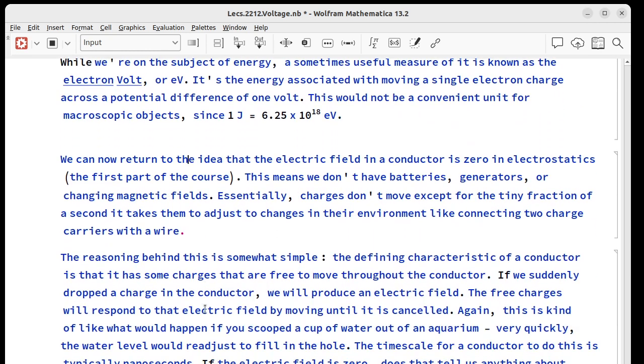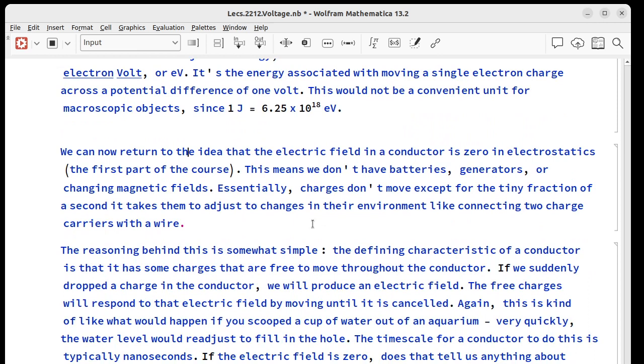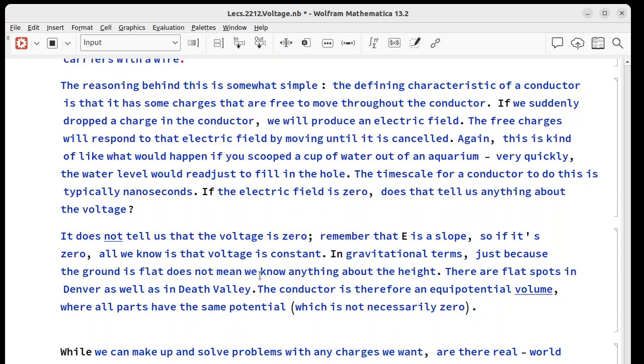We can now go back to the idea that the electric field in a conductor is zero in electrostatics, which is the first part of our course. This means no batteries or generators or changing magnetic fields, any of that stuff that we'll see later. So basically charges don't move except for the tiny fraction of a second it takes to adjust to things like a dumping of charge on some conductor. The reasoning is pretty simple.